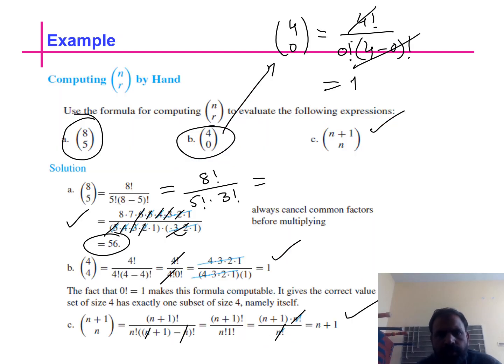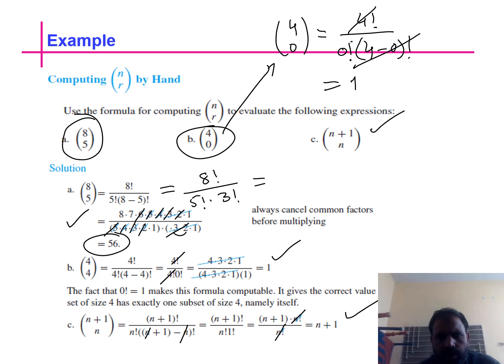There is an example of computing nCr by hand, so we can easily solve this. 8C5 means 8 factorial over 5 factorial into (8 minus 5) factorial, which will become 8 factorial over 5 factorial into 3 factorial. Now we can calculate these factorials easily. Similarly, for 4C4, it means 4 factorial over 4 factorial into (4 minus 4) factorial, which is 0 factorial, which will become 1. So the answer is 1.